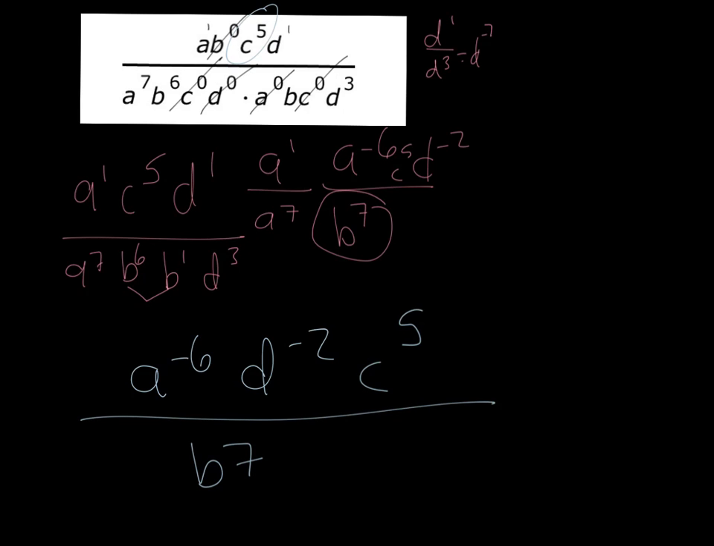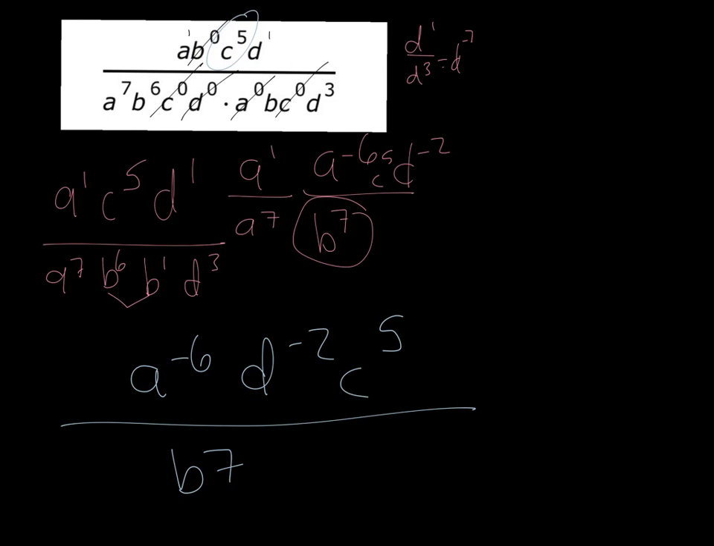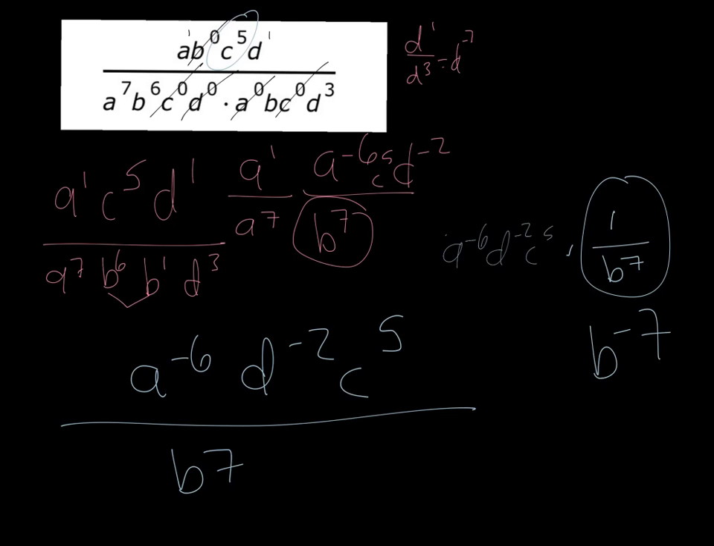I know that b to the 7th, or in this case 1 over b to the 7th, because it's a denominator, can be written with a negative exponent. So right now we can break that into a to the negative 6th, d to the negative 2nd, c to the 5th, times 1 over b to the 7th. I know that this part right here is the same thing as b to the negative 7th, so my final answer in alphabetical order is going to be a to the negative 6th, b to the negative 7th, c to the 5th, and d to the negative 2nd.